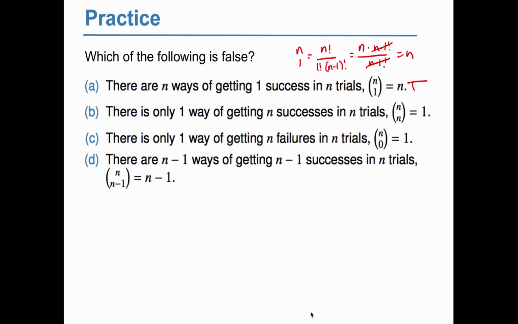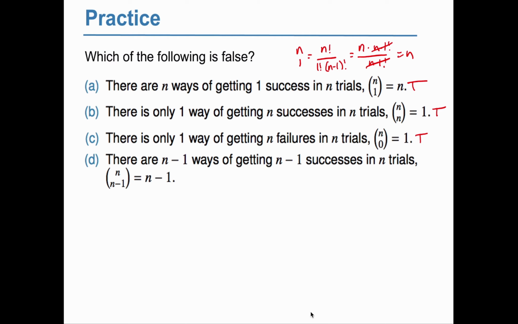There's only one way of getting n successes in n trials. N choose n is 1, right? So how many ways can all 4 people press the shock button? Only one way. There's only one way to get everybody to do it. That's true. There's only one way of getting n failures in n trials. So how many ways can we get nobody to press the shock button? Also only one.